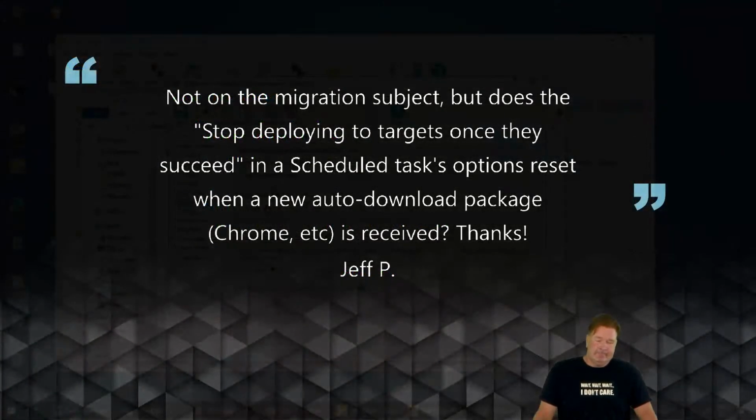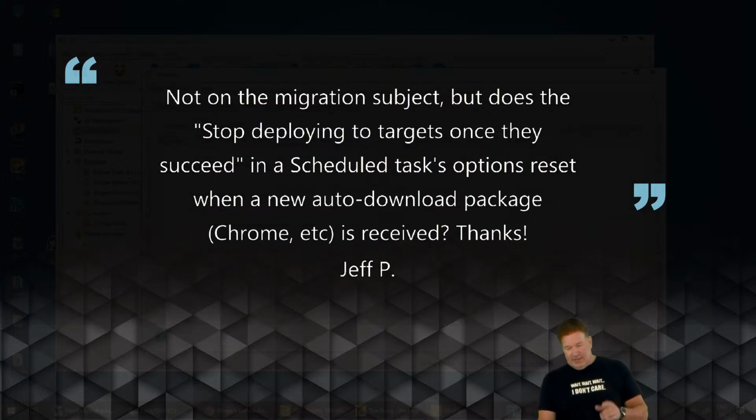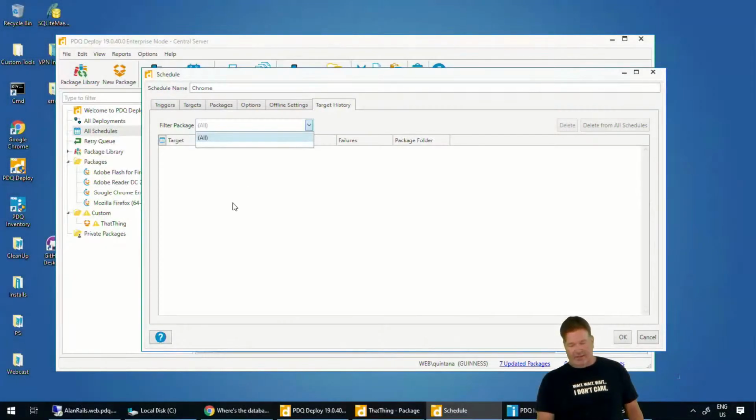Hey guys, not on the migration subject, but does the stop deploying to targets once they succeed in the scheduled tasks options reset when a new auto-download package like Chrome is received? Thanks, Jeff P. Absolutely. I've got a schedule running that I probably should delete before it updates all my stuff. Target history is based off of your version number. So when a new version number comes out, this will be cleared and it'll roll off version number.